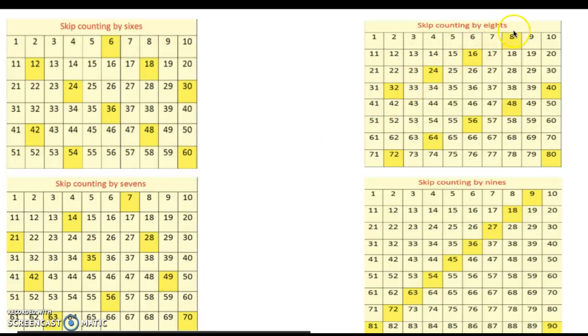So now 8s to 80. 8, 16, 24, 32, 40, 48, 56, 64, 72, and 80. Now we're going to do 9s to 90. 9, 18, 27, 36, 45, 54, 63, 72, 81, and 90.